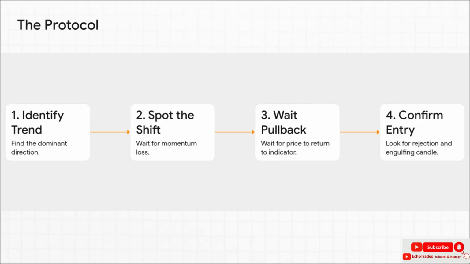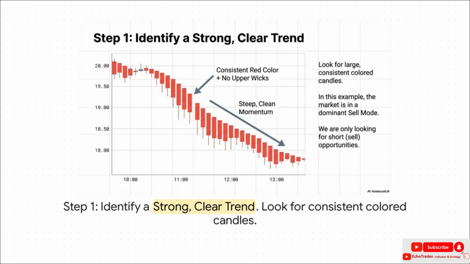The protocol itself is beautifully simple and, most importantly, repeatable. We're going to walk through these 4 steps. First, identify a dominant trend. Second, spot a shift in momentum. Third, and this is key, wait for a pullback. And finally, confirm our entry. The entire goal here is to enter trends at a discount, not chase them when they're already running away. Let's see this thing in action.